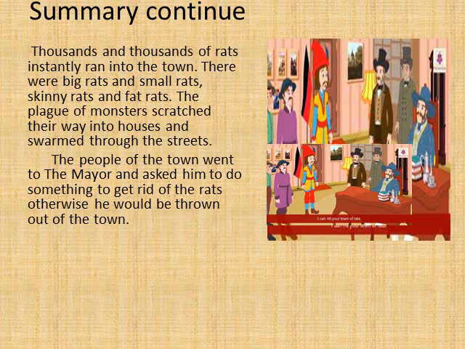Thousands and thousands of rats instantly ran into the town. There were big rats and small rats, skinny rats and fat rats. The plague of monsters crashed their way into houses and swarmed, which means spread, through the city. The people of the town went to the mayor and asked him to do something to get rid of the rats. Otherwise, he would be thrown out of the town.